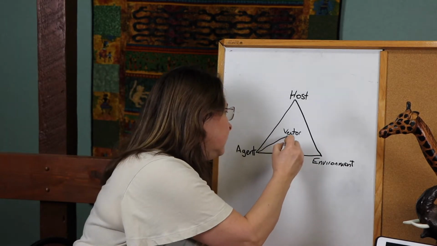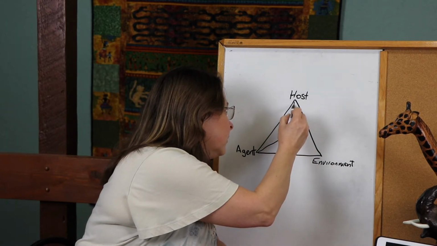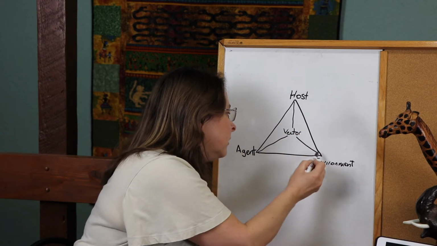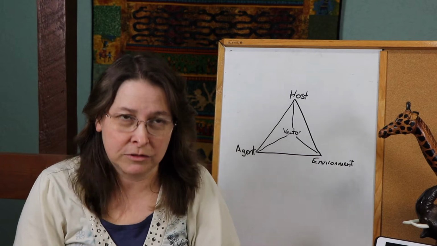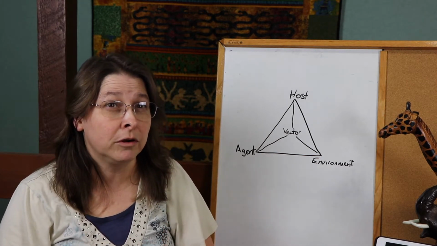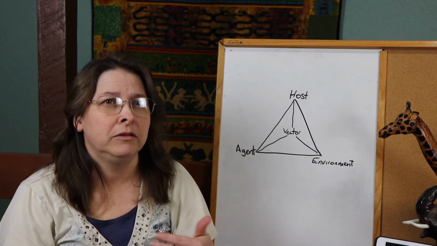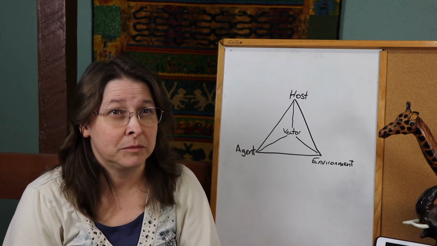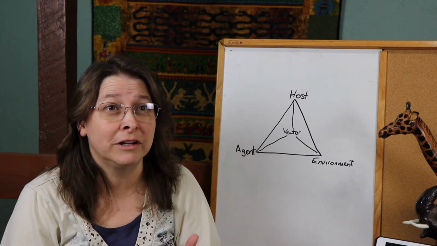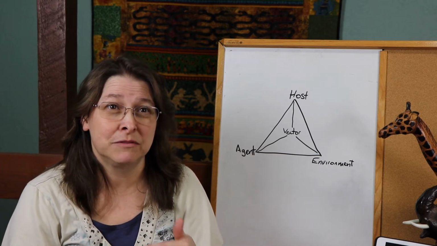So the vector is required for the host and the agent to come in contact with each other, but the environment must be right for that vector to be there. So malaria is a disease that needs a vector, and a vector is anything that helps transport the agent to the host. The parasite Plasmodium lives in the gut of a mosquito and cannot harm a human host unless it gets transported into the human through the bite of the specific mosquito.